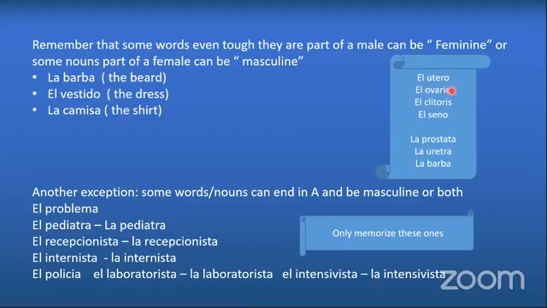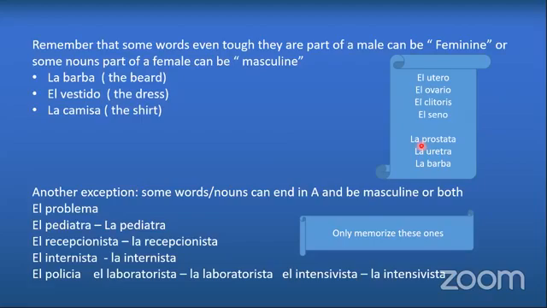Let's see the ovary. Who carries the ovary? Girls. However, grammatically it is masculine because it ends in O and the article is el. Another anatomy part, clitoris. The ending is different. I don't have an A, I don't have an O, but it's still grammatically a masculine noun. El seno is a breast, right? Who carries breasts? Girls. However, because this ends in O, we have to put the article el, and grammatically it is a masculine noun.